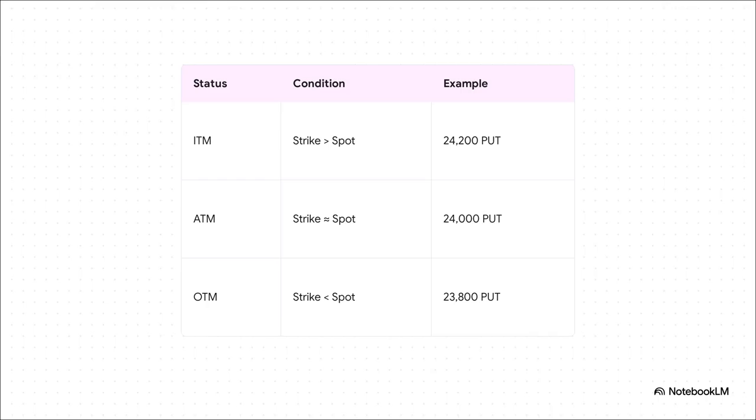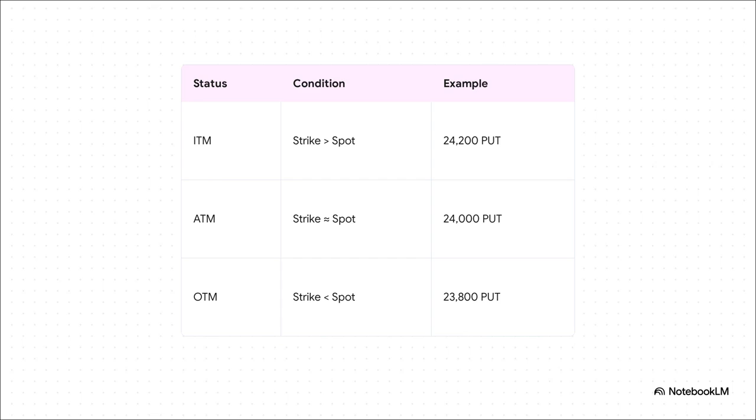So let's flip over to the put option and see how this plays out. Notice how it's the exact mirror image of the call. If the market is at 24,000, a put gives you the right to sell. So holding a 24,200 put means you actually have the right to sell higher than the current market price. That is a massive advantage, making it in the money.